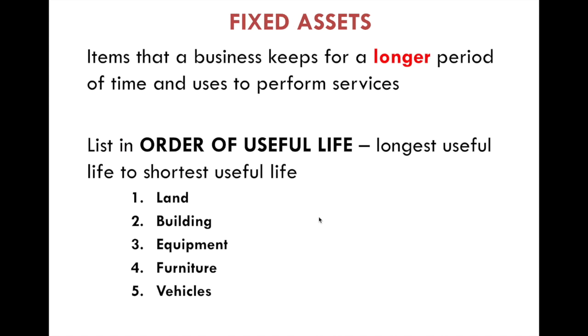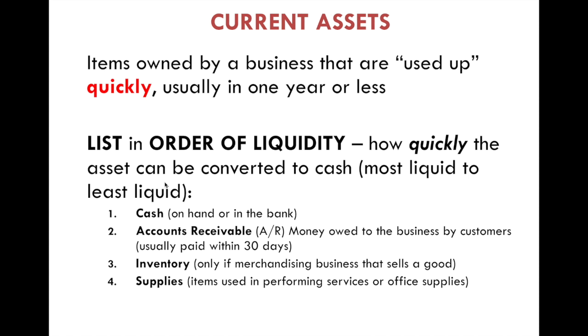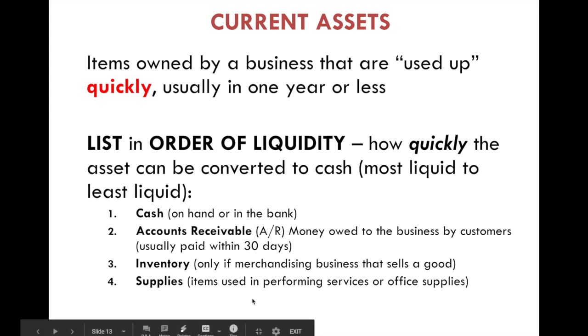All right. Now, a specific type of assets are called fixed assets. And these are items that the business keeps for a long period of time. Cash changes hands very quickly on a minute by minute basis. Accounts receivable changes hands pretty quickly too, within a max of 30 days. Same thing with inventory and supplies. Inventory gets sold fairly quickly, supplies get used up fairly quickly.